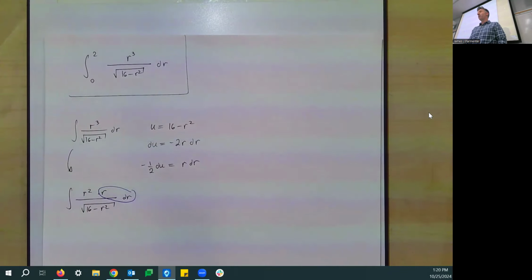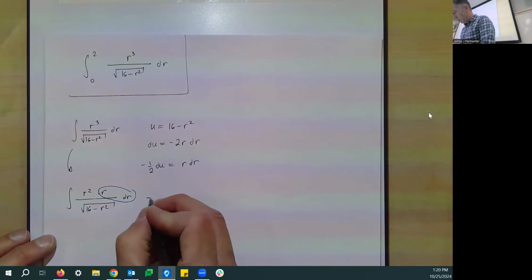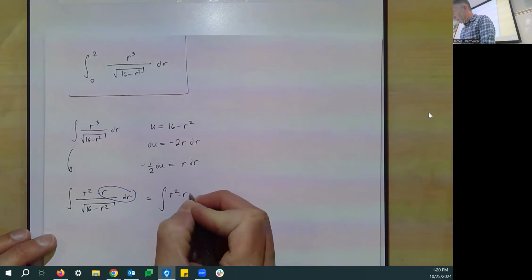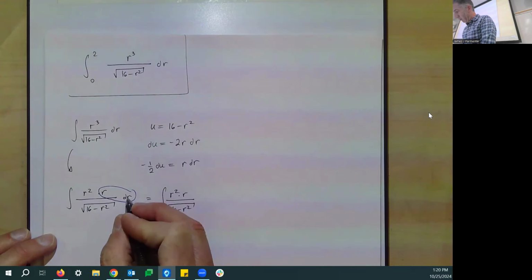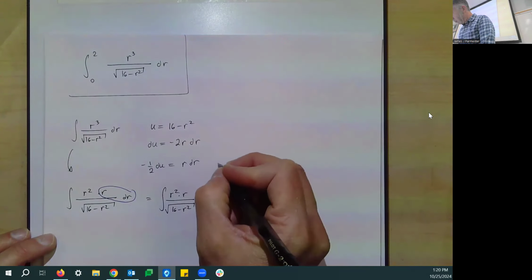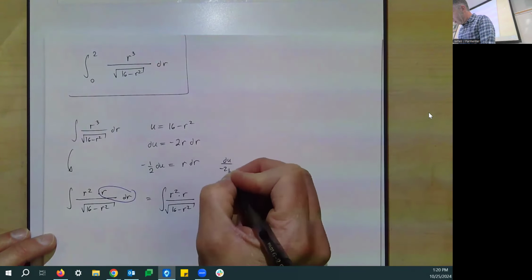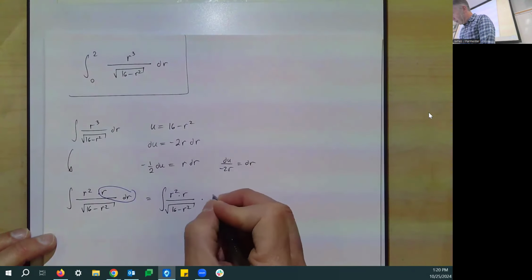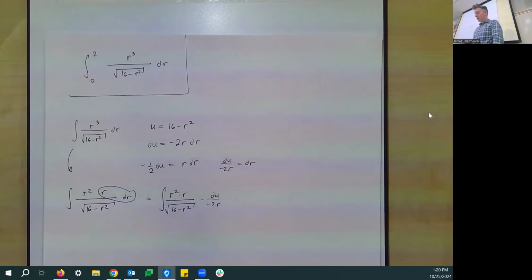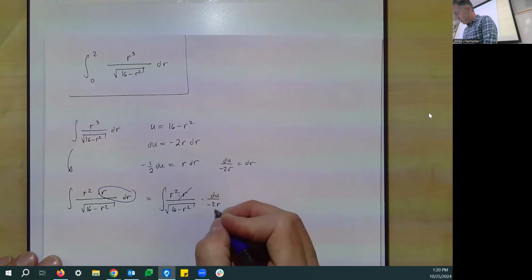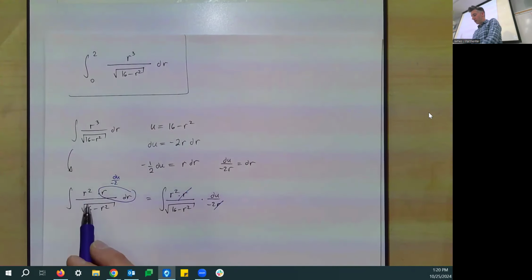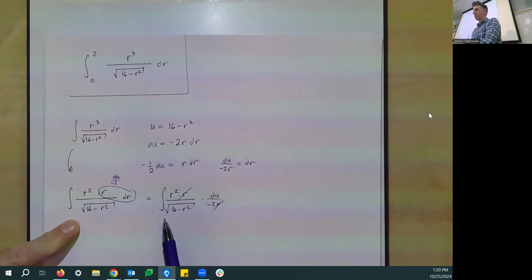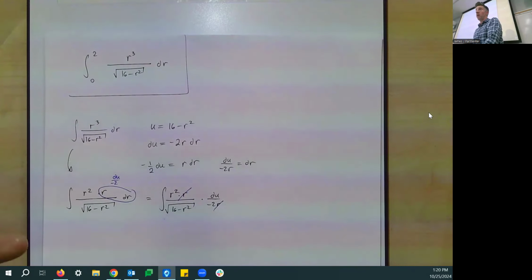But I know that lots of other people, not me, prefer to leave it as r cubed, and then just replace the dr with du divided by negative 2r. I don't love that. It's not my jam, but it still works. So then the r's cancel here, and you still end up with exactly what I was going to get, which was r squared times du over negative 2 over the square root of 16 minus r squared. Either way you do it should get you to the same spot. I just like doing it this way better. To me, it feels nicer.